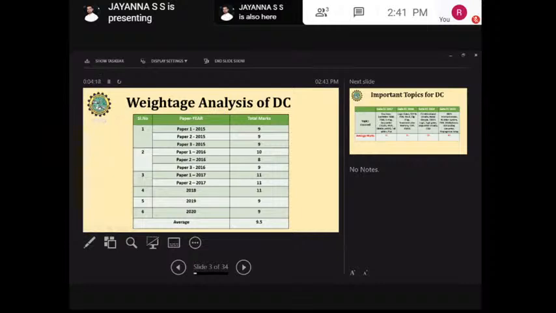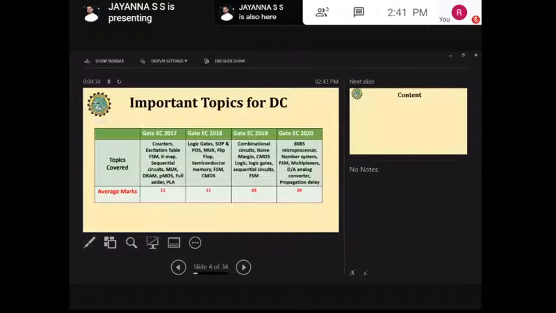On an average it will be 9.5. You can expect around 6 to 10 marks in 2021. These are the important topics which they have asked repeatedly. They are definitely going to ask questions on finite state machines, counters, excitation tables, K-map, analysis of K-map using SOP and POS, multiplexer, MOS transistors, and PLA. These are the important topics you need to learn in order to crack the GATE.